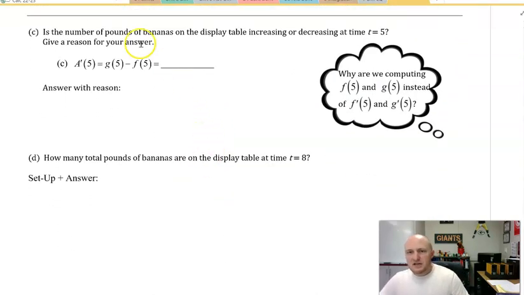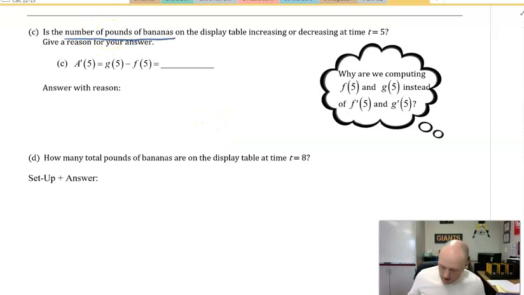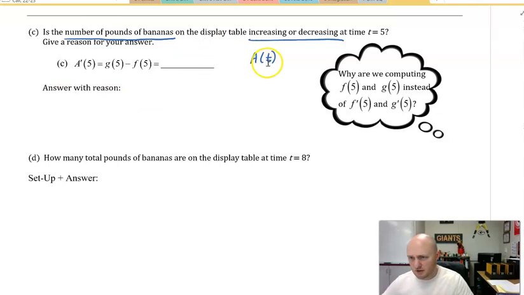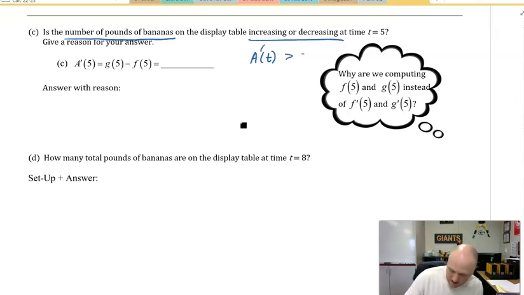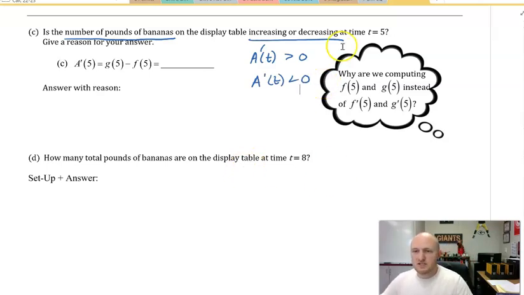C, is the number of pounds of bananas on display increasing or decreasing? Well, think about this. I have a function A of t, and I want to know, is the amount of bananas increasing or decreasing? How do I figure that out? Well, you just look at A prime and determine, is A prime of t greater than 0 or is A prime of t less than 0? And that will tell you if it's increasing or decreasing.